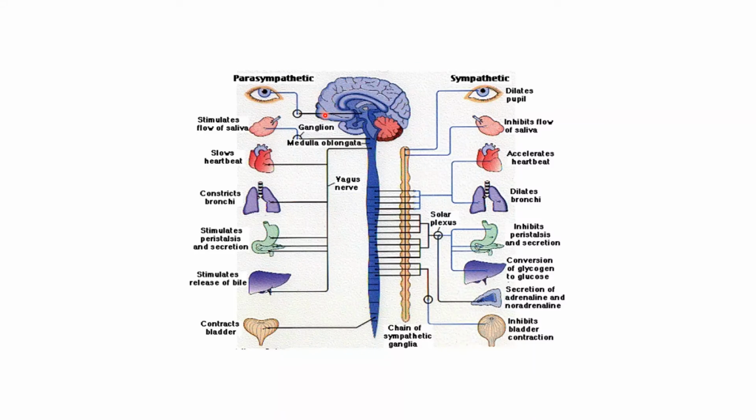Parasympathetic, here you see the eyes constriction, opposite to the sympathetic, and stimulation of the saliva. Here there is inhibition, here it is stimulation. Slows the heart rate, whereas sympathetic accelerates the heart rate. Bronchial constriction, whereas sympathetic bronchial dilatation. Stimulates peristalsis and secretion in the GIT, inhibited by the sympathetic. Stimulates release of bile and also contraction of the bladder, whereas sympathetic inhibits the contraction of the bladder.